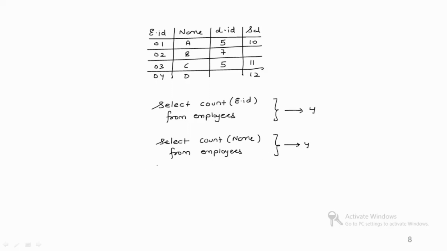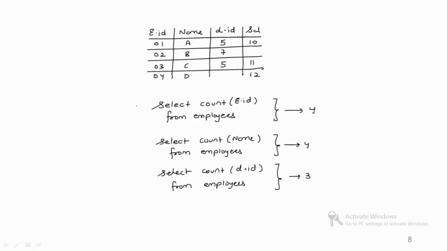Okay, let's change something. If I say select count of department ID, DID, from the table employees, in this case, I will get the result as 3. I'll not get 2, I'll get 3 because it is just counting. It is not counting distinct, it is just counting.